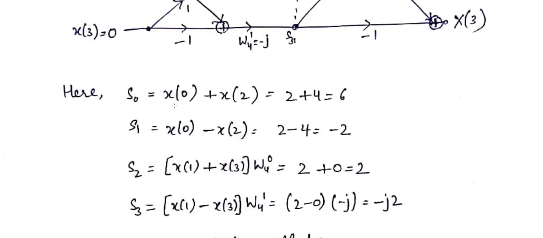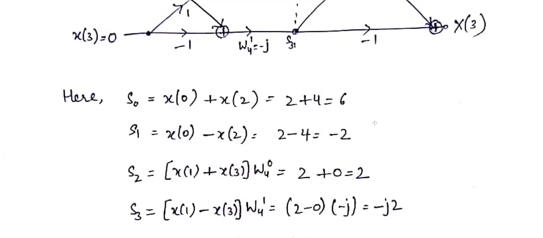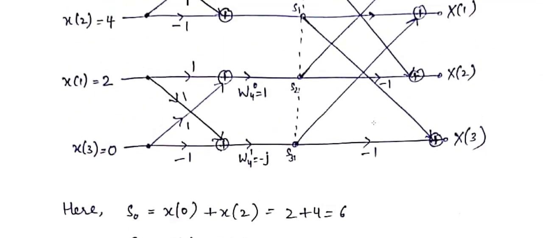S0 is x0 plus x2, and it is coming out to be 6. Then we have S1, which is x0 minus x2, and it is coming out to be minus 2. And for S2 and S3, if you see this diagram again, they are also multiplied with these twiddle values.